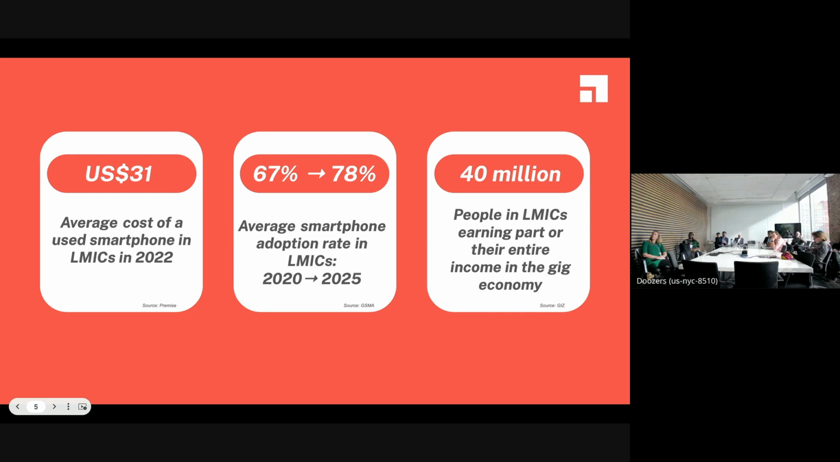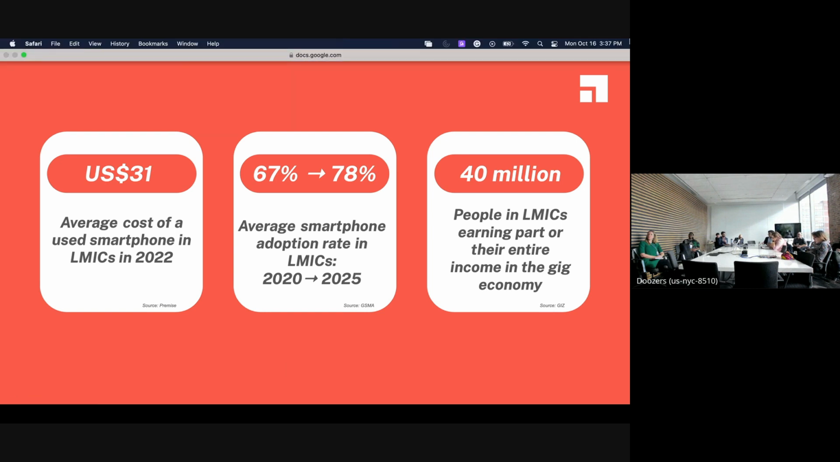That, coupled with a recent study that GIZ did on trying to understand the gig economy, right? How people are turning to the gig economy, doing micro tasks to earn part or their entire income. When we see this happening, it gives us the opportunity to turn citizens, ordinary people living in different places, into data collectors or data contributors.